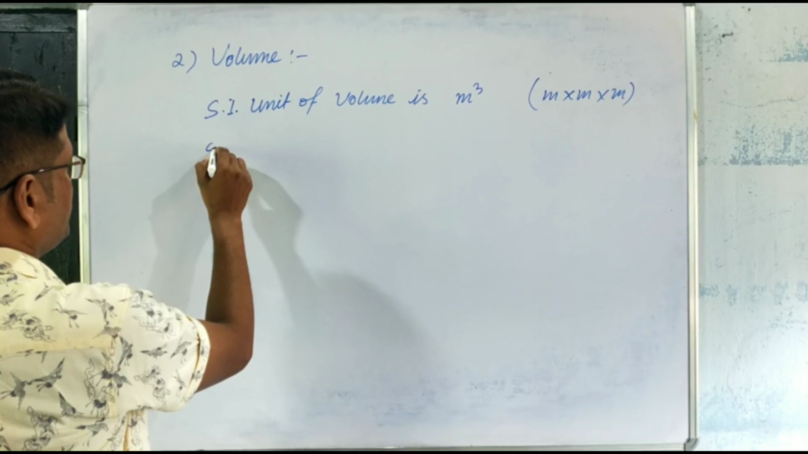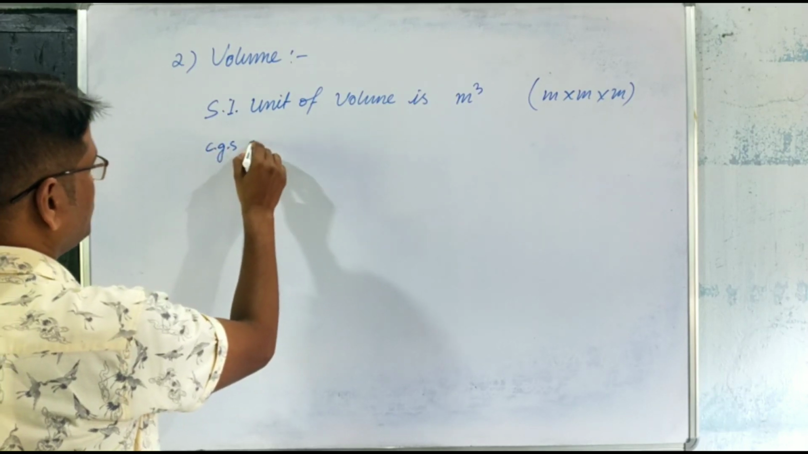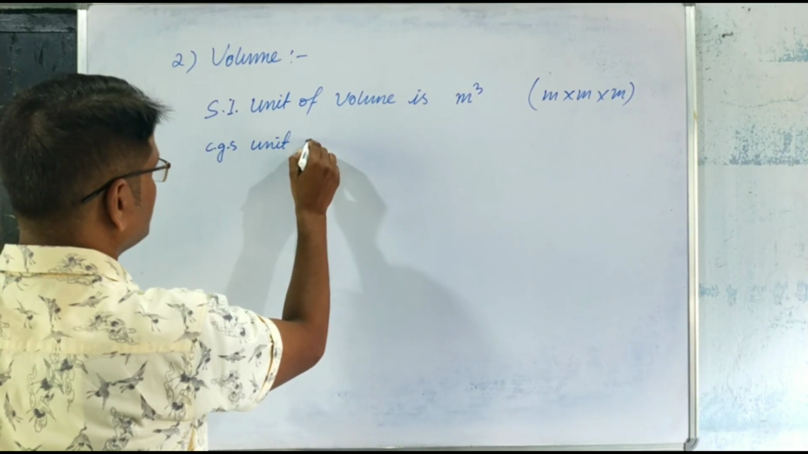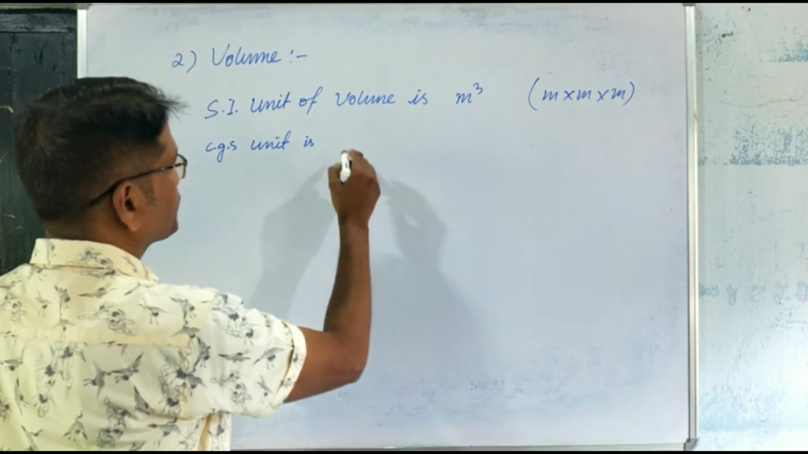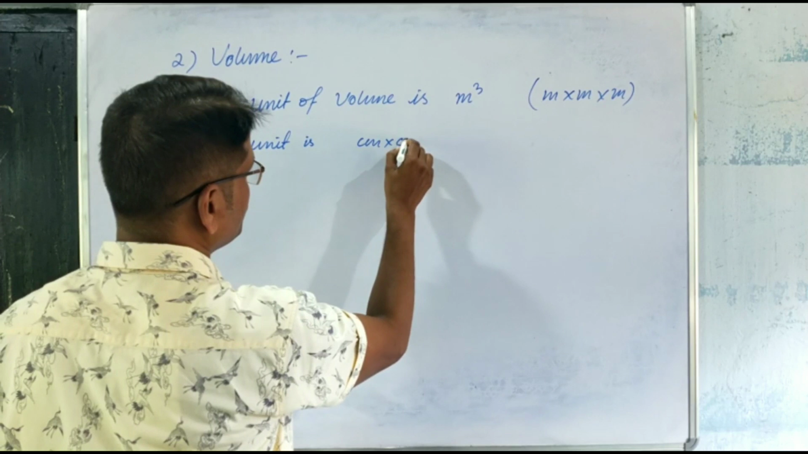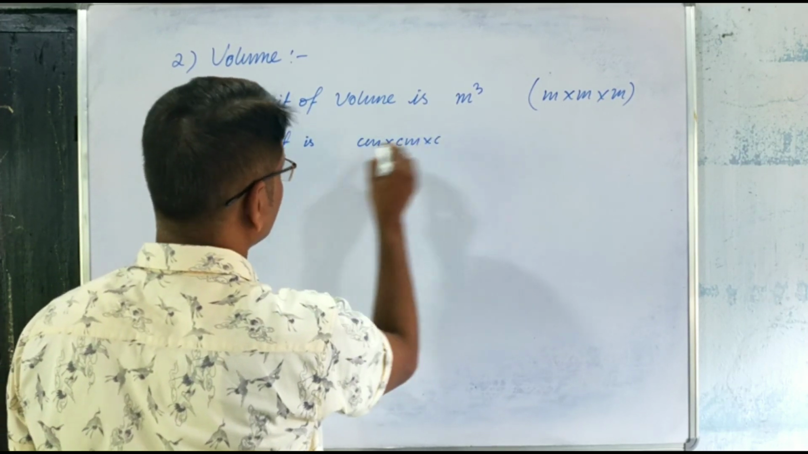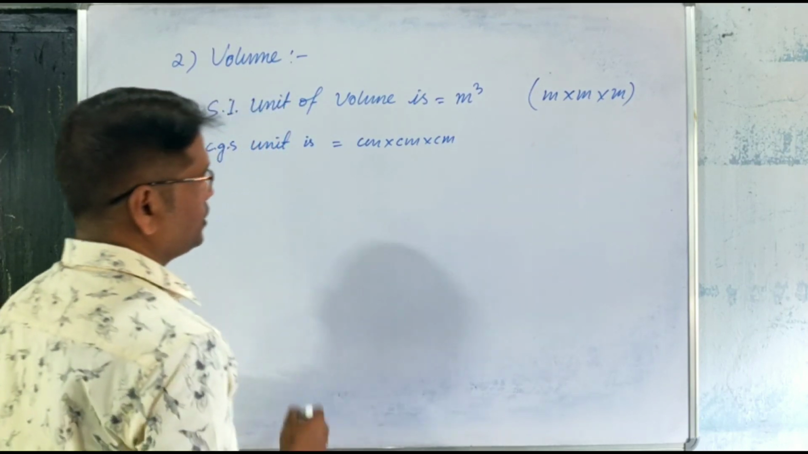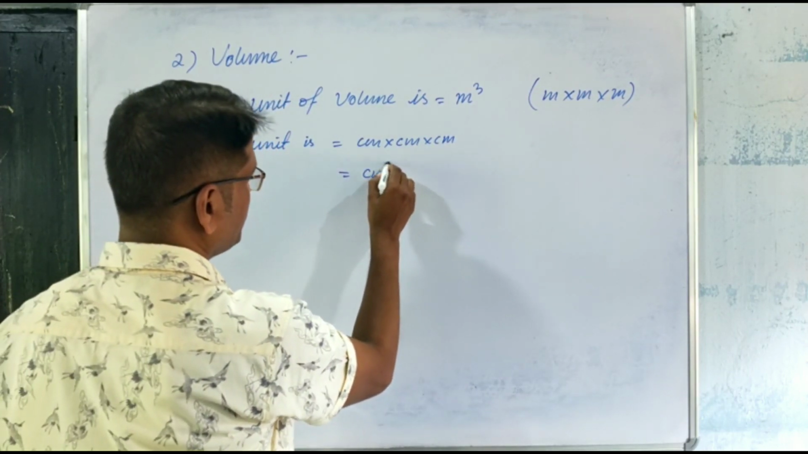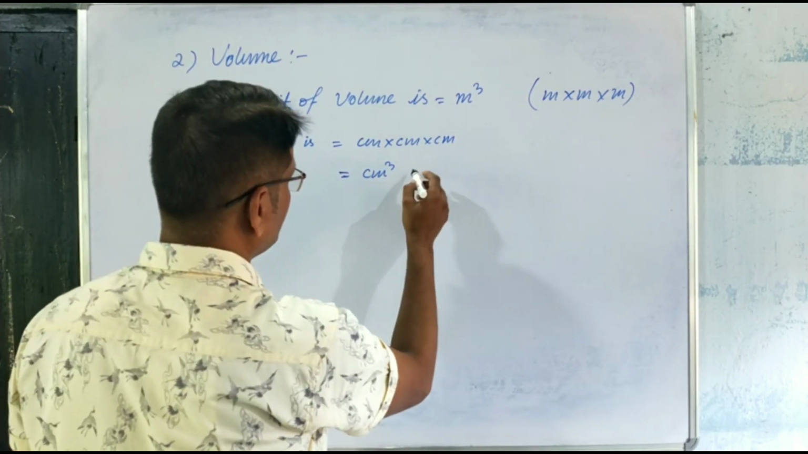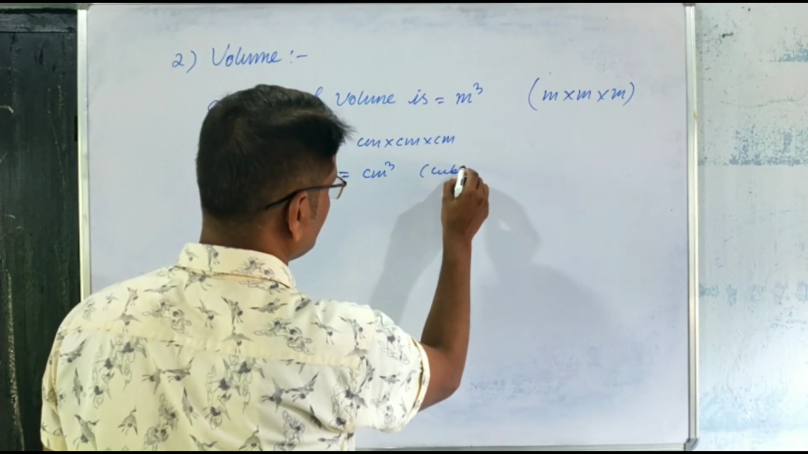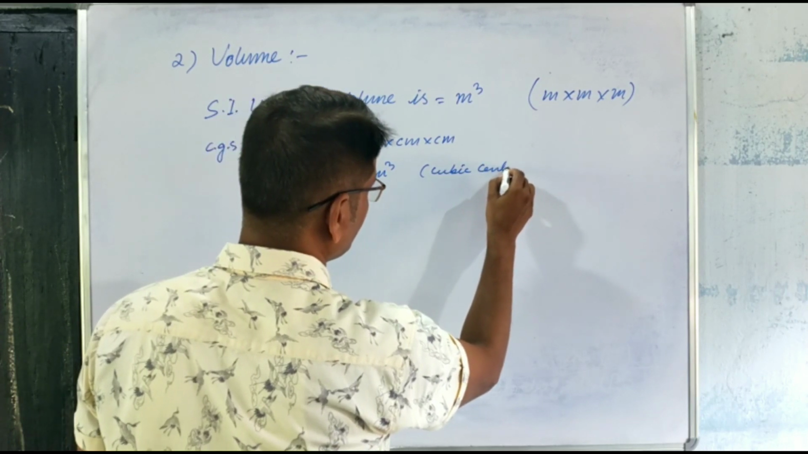The CGS unit is sometimes also used. The CGS unit is centimeter into centimeter into centimeter. That means centimeter cube. It is called cc, cubic centimeter.